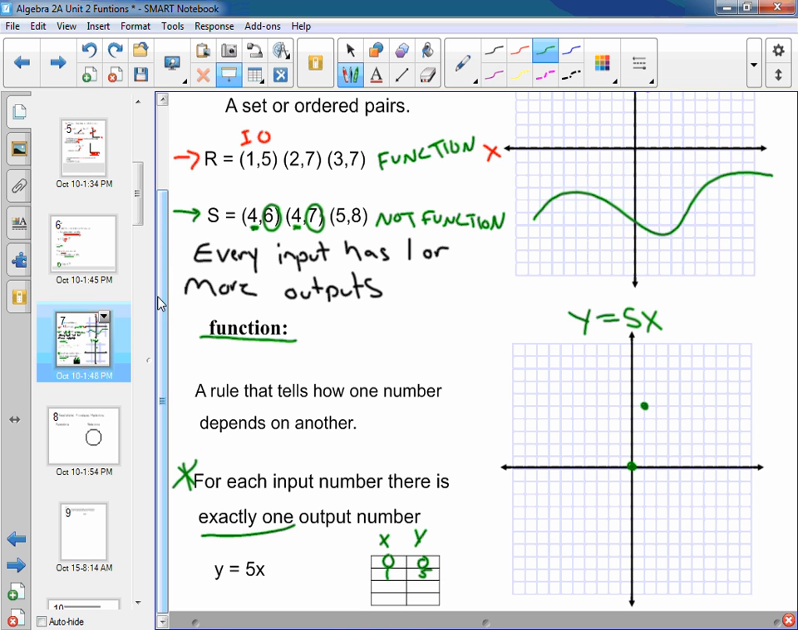If x is 2, y is 10. So (2, 10) is on the graph. As you can see, for every input, there's going to be exactly one output number that you get out, and it's actually going to be a continuous line, something like this. So this is a function. Every input has exactly one output. It can either look like a graph or it can look like a set of ordered pairs. This is a function up here also.